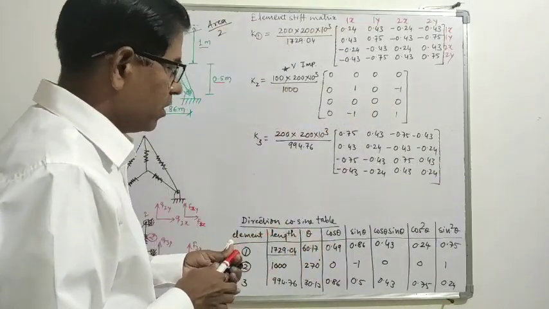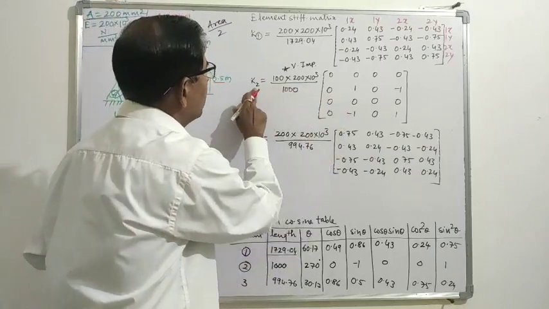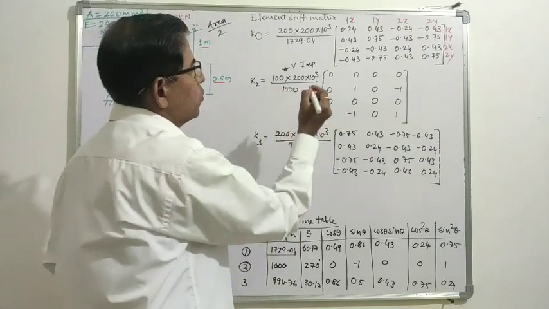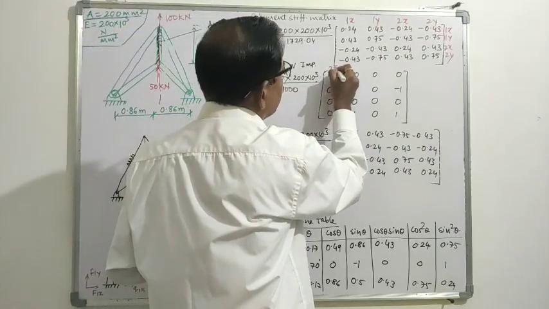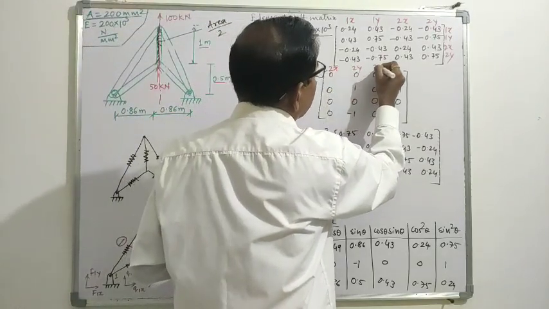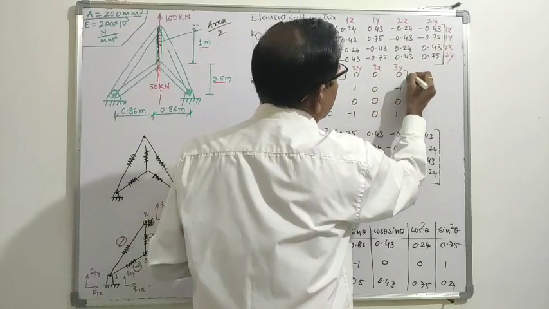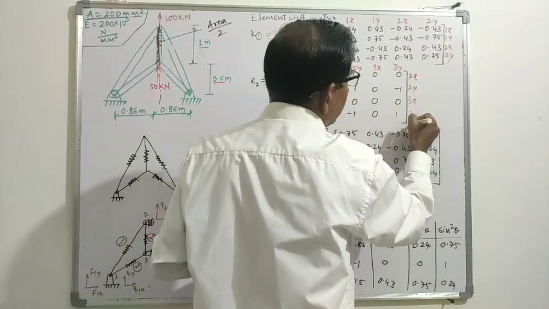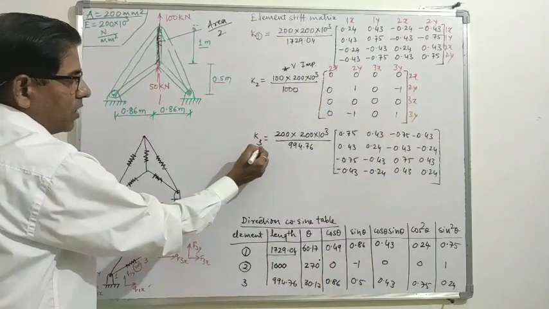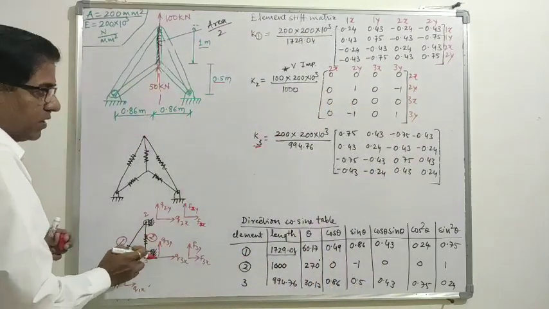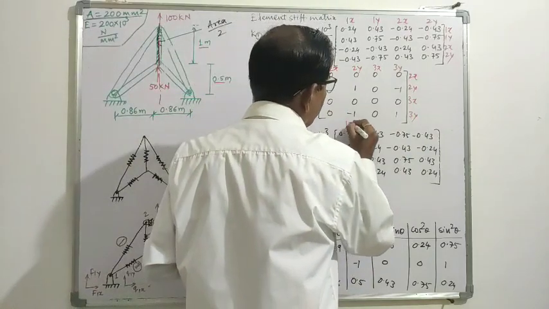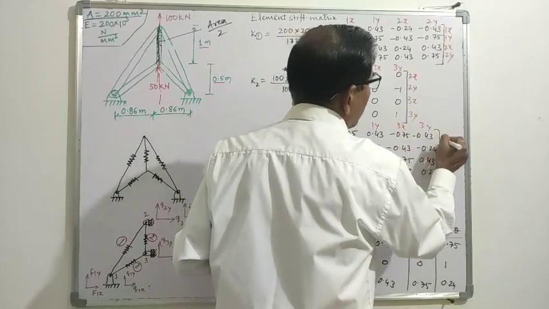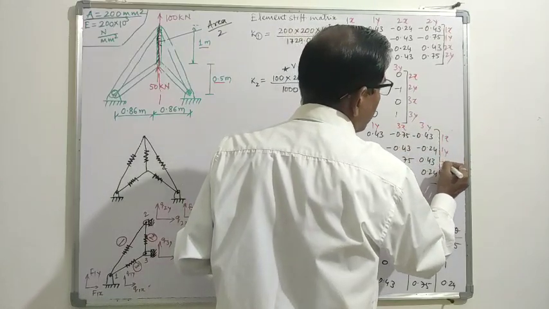Now what will be the row number, column number? First we take element number 2. Element number 2 is made up of node number 2 and 3. So row number, column number will be 2x, 2y, 3x, 3y, 2x, 2y, 3x, 3y. Similarly, third element is made up of node number 1 and 3. So row number, column number will be 1x, 1y, 3x, 3y, 1x, 1y, 3x, 3y.